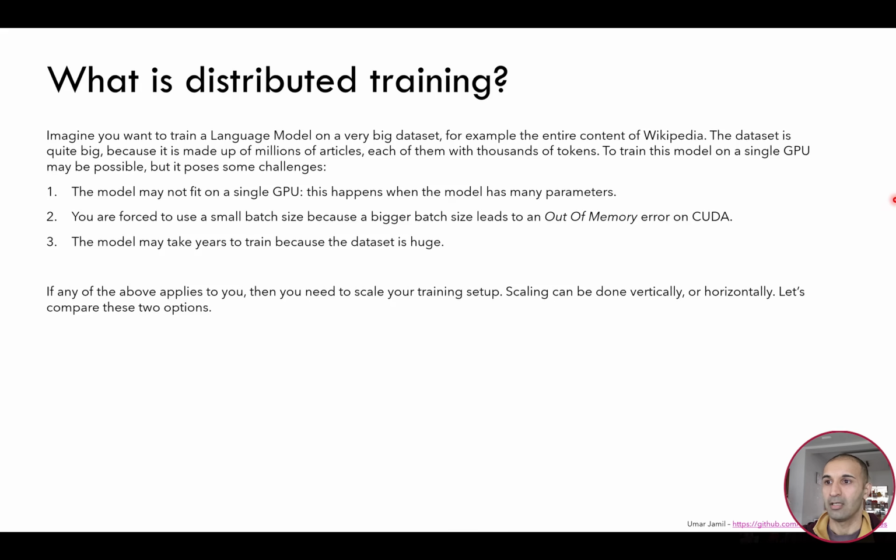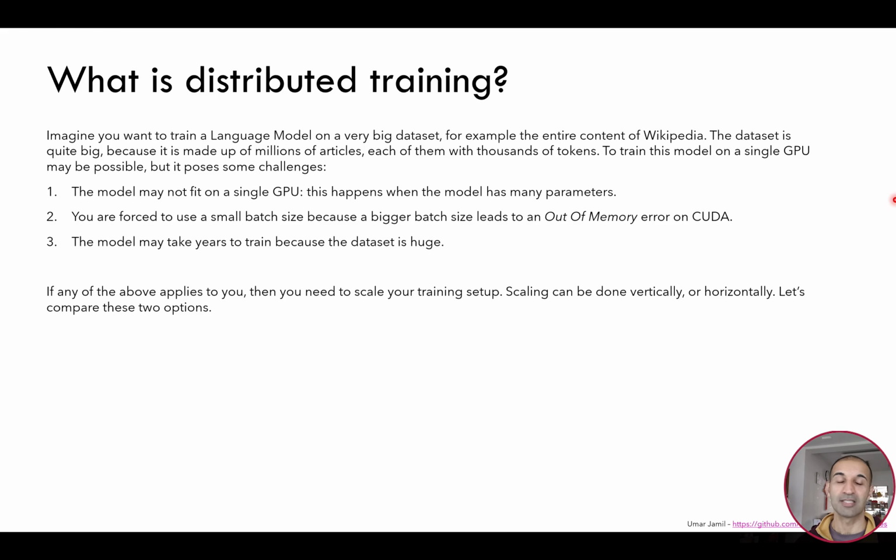Imagine you want to train a language model on a very big data set, for example, the entire content of Wikipedia. Now, the data set is quite big because it's made up of millions of articles, and each article has maybe thousands of tokens. To train this model on a single GPU may be possible, but it poses some challenges. First of all, the model may not fit on a single GPU. This happens when the model has many parameters. This happens, for example, also with the latest Llama. They have billions of parameters, and with so many parameters, the RAM of the GPU may not be enough.